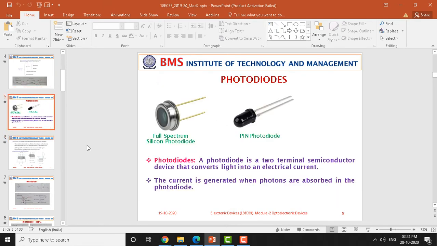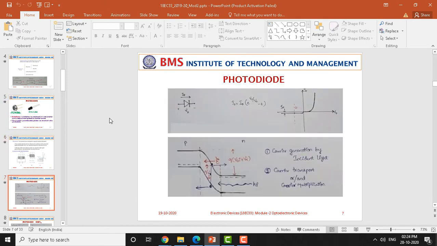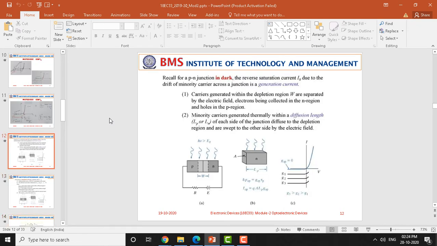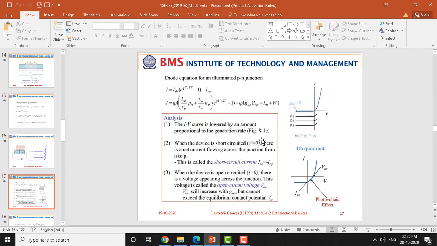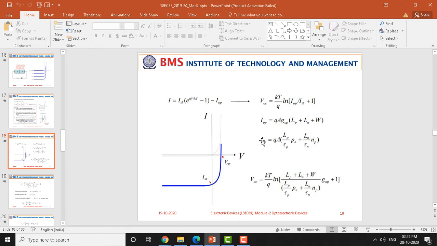If somebody wants to see how exactly the photodetector looks, this is the PIN diode. You can see this is the actual PIN diode, and this is the photodiode that you see. It is a full spectrum silicon photodiode. Okay, let's move directly to the photodetector. This is the last topic which we want to cover. These things we already covered in our handout, you can refer to that.